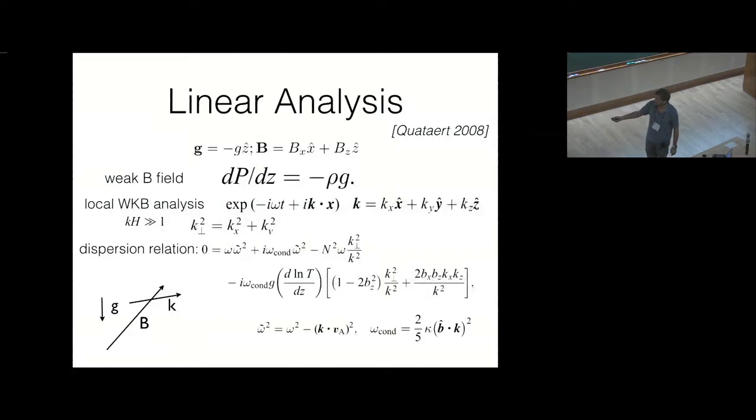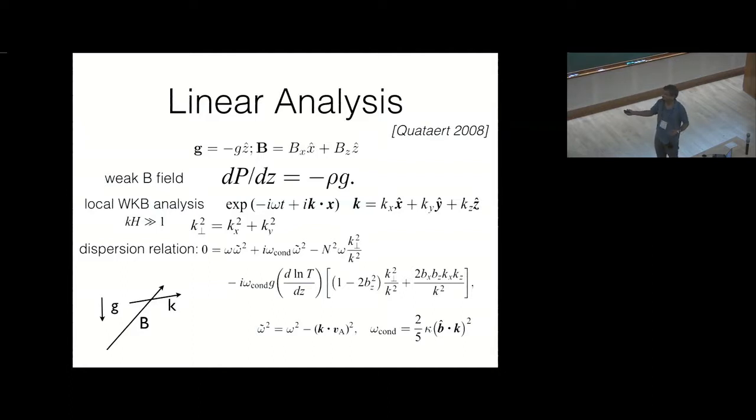So this is the geometry. Gravity pointing in minus z hat, B is in the XZ plane, and k can be in an arbitrary direction. This is the dispersion relation that you obtain. And omega_cond is the conductive response. If you make conduction zero, these terms go away, and you see that you have standard internal gravity waves.